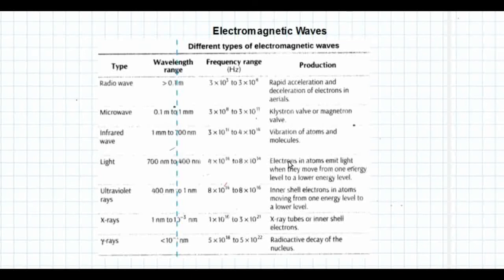Then visible light, electrons in atoms emit light when they move from one energy level to a lower energy level. Ultraviolet, inner shell electrons in atoms moving from one energy level to a lower energy level. X-rays, X-ray tubes will produce X-rays, or the movement of inner shell electrons will produce X-rays. Gamma rays, radioactive decay or nuclear reaction is the source of gamma rays. So this is how the different types of waves are being produced.